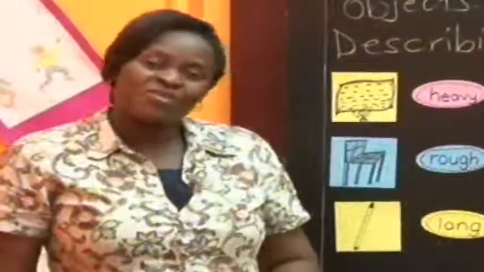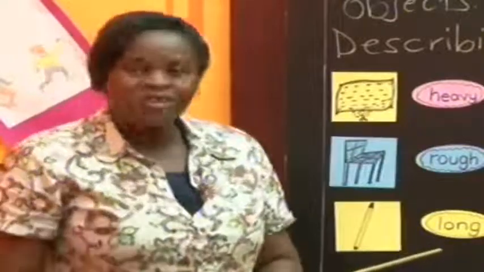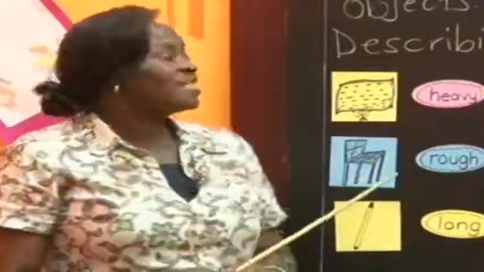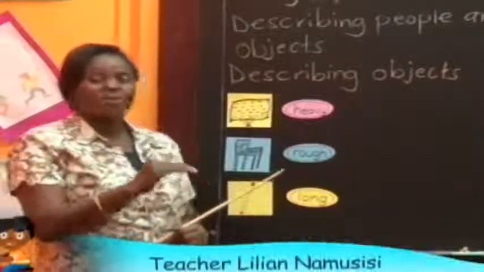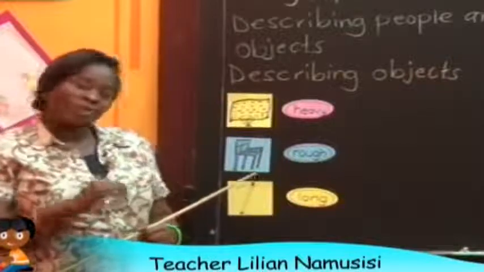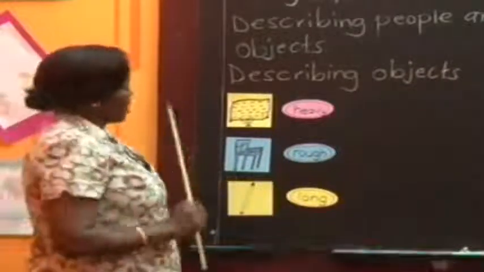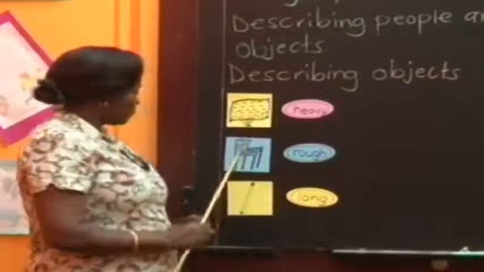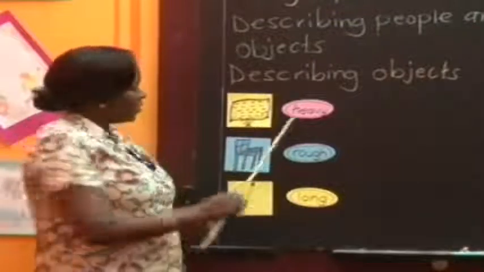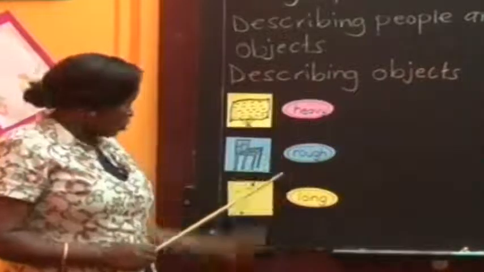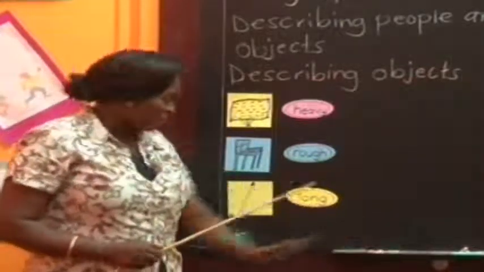Yes, my friends, welcome back from that short break. Before you went for that short break, you were with Teacher Lillian taking you through our English lesson. In our English lesson, we are looking at the describing words which we use to describe people and objects. But today, we are looking at the adjective words, or the words we use to describe objects. Our objects are here. We have tried to draw them, as you see them here. And what we see on the side are the adjective words we have used to describe these objects which we have here.